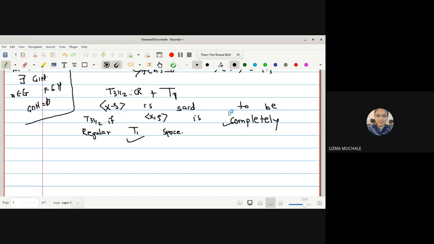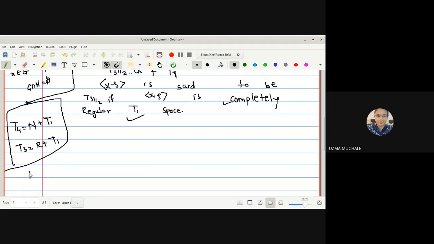T1 we have already seen, and the definition of completely regular is also known to us. So what will be T3½? It is nothing but T1 plus completely regular. In a very similar way we have seen T4 also: normal plus T1, and T3 is nothing but regular plus T1. Many theorems related to these we have seen. Regular is not normal, normal is not regular, regular is not T3 but T3 is regular, normal is not T4.